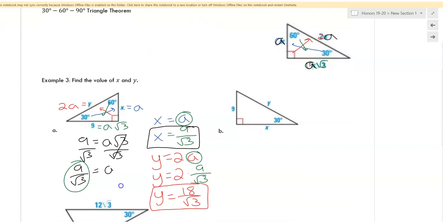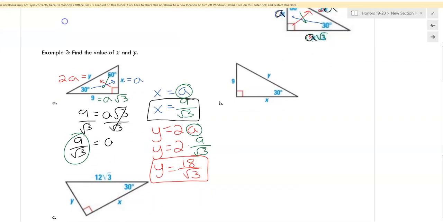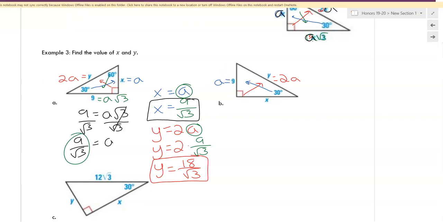All right, let's look at part B. Same thing. Across from our right angle, y equals 2a. Across from our 30-degree angle, that's supposed to be an equal sign, equals a. And across from our 60, which would be here because 30 is there, is a times root 3.